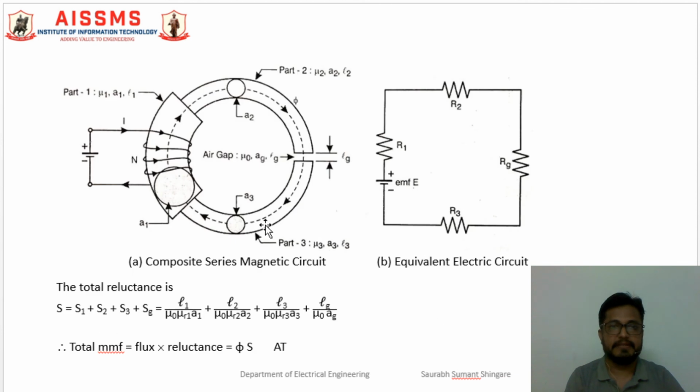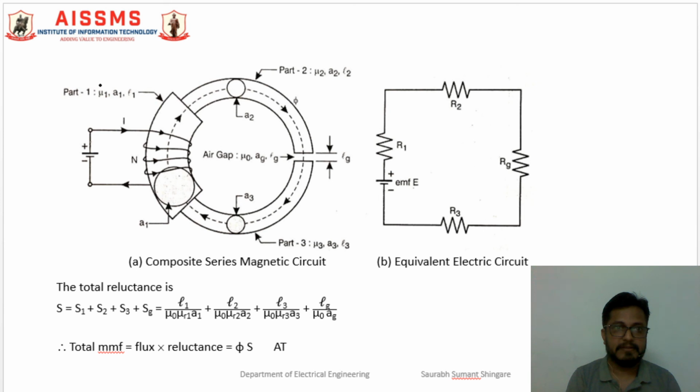Let us see this figure A. Now here there are three types of magnetic materials connected in series to form a core of this composite series magnetic circuit. Part 1 having one type of magnetic material.